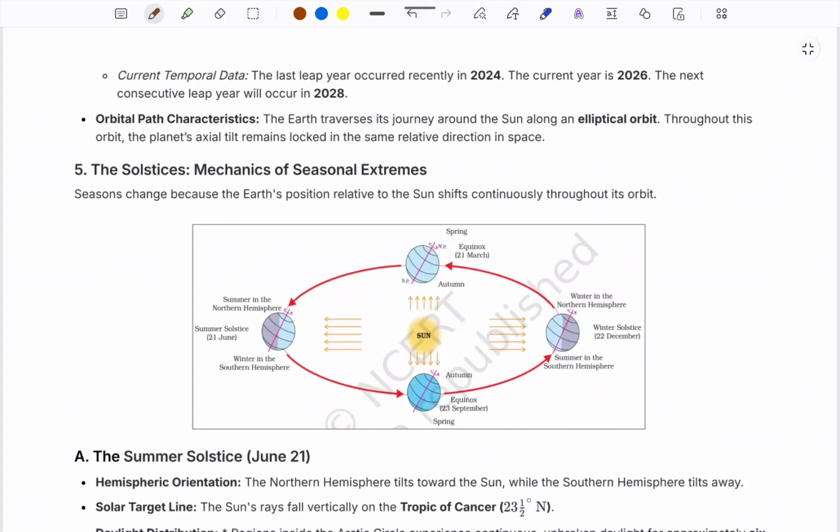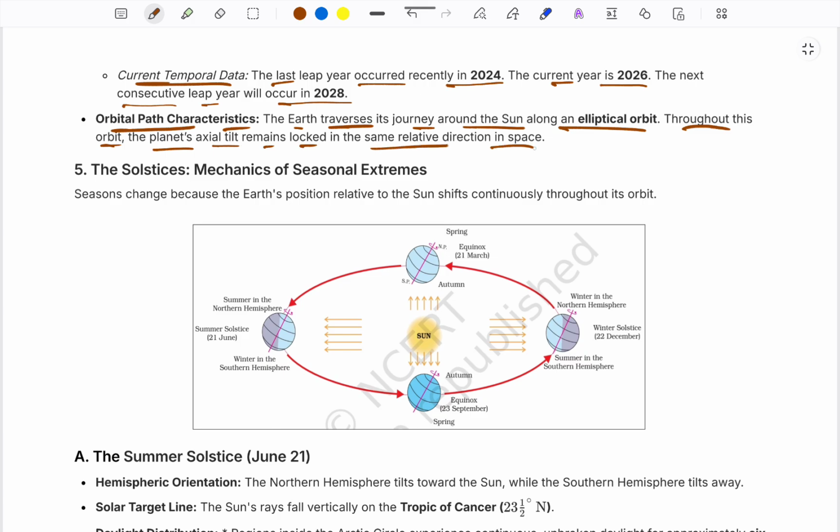Next, we have to understand current temporal data. The last leap year occurred recently, in 2024. The current year is 2026. The next consecutive leap year will occur in 2028. Orbital path characteristics: Earth traverses its journey around the Sun along an elliptical orbit. Throughout this orbit, the planet's axial tilt remains locked in the same relative direction in space.